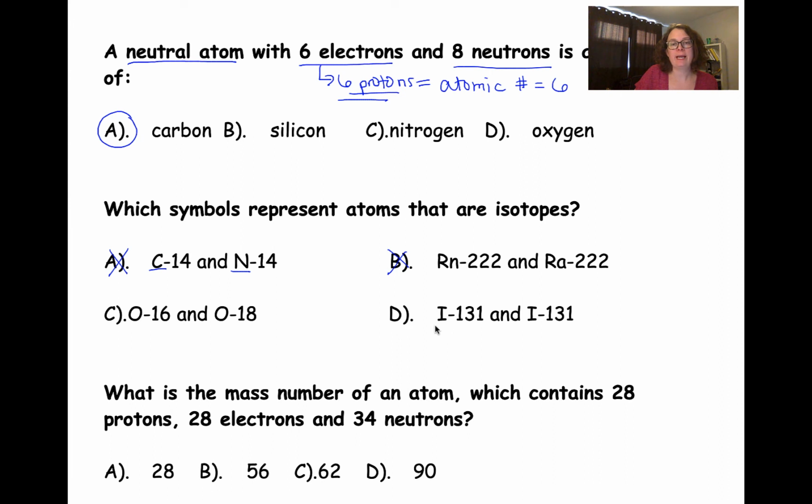For D, we have iodine for both of them, which is promising. So we have the same element, but we also have the same mass. And isotopes have to have a different mass from each other. So D is wrong because of that, which leaves us with C. And here we have oxygen and oxygen, so they're the same element. We have 16 and 18 in different masses. So this is a definition of an isotope. Same element, different atomic mass.